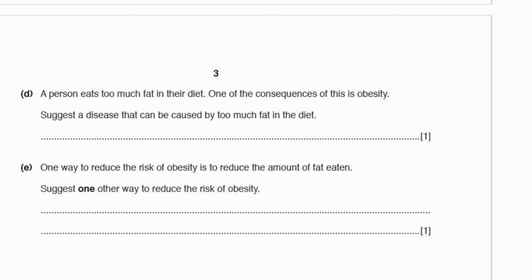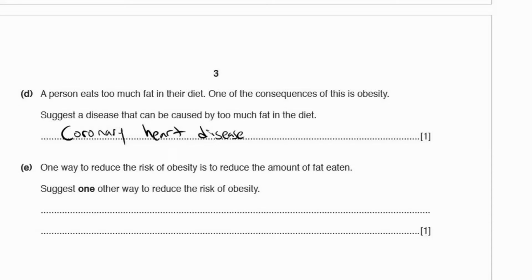D. A person eats too much fat in their diet. One of the consequences of this is obesity. Suggest a disease that can be caused by too much fat in the diet. And a disease that can be caused by too much fat in the diet is called coronary heart disease. Okay, coronary heart disease. E.